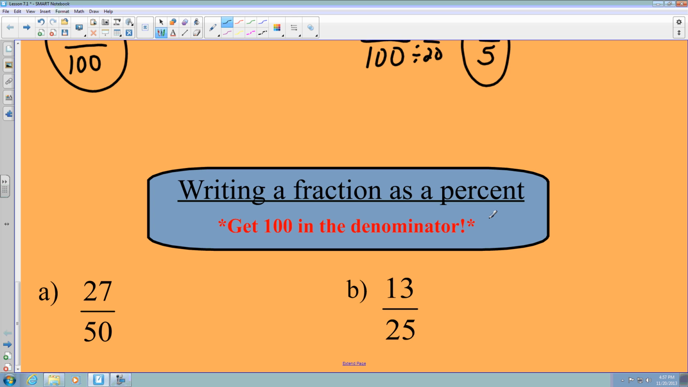Next, we're going to write a fraction as a percent. So our goal, especially if it comes out evenly, is to get my denominator to 100. So I want to see if I can write my denominator as 100. In order to do that, I would have to multiply the bottom by 2. So since I multiplied the bottom by 2, I'll have to multiply the top by 2. So 27 multiplied by 2 will give me 54 over 100. And since this is the ratio of that number over 100, the percent will be 54%.